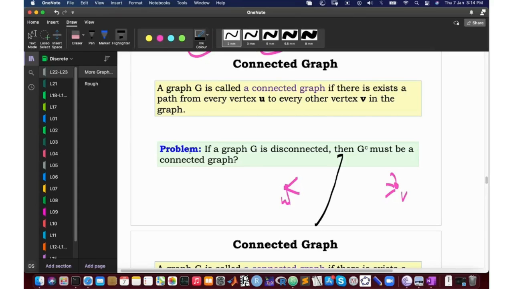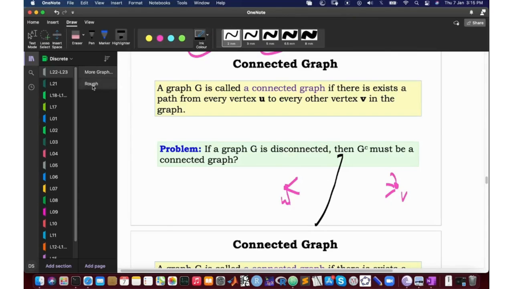Sorry, can you say that again? If the two components we're considering are not connected in G, they will be connected in the G complement. This is how we are going about it, right? Yeah. So if they're adjacent in graph G, they will not be adjacent in the complement of the graph. So we can find a path from X to W in G complement. And W to Y.